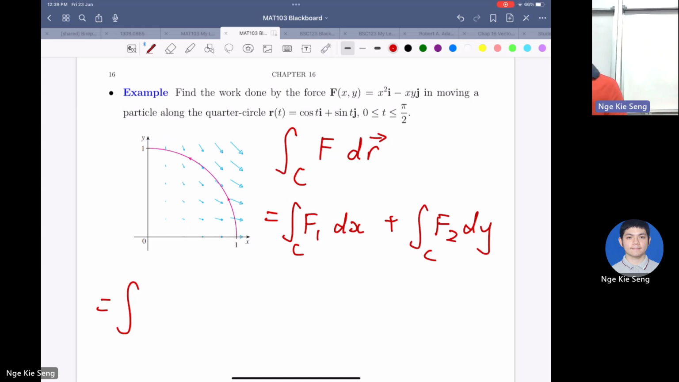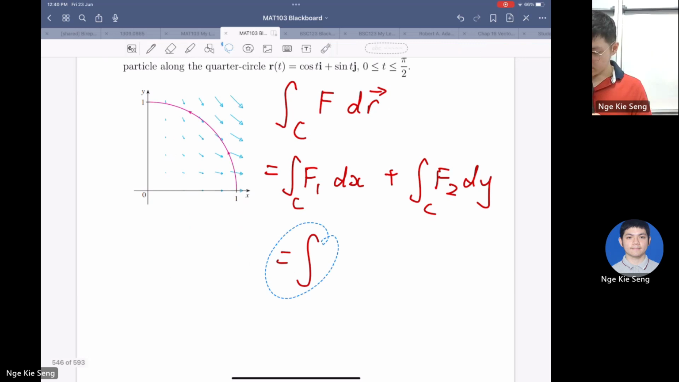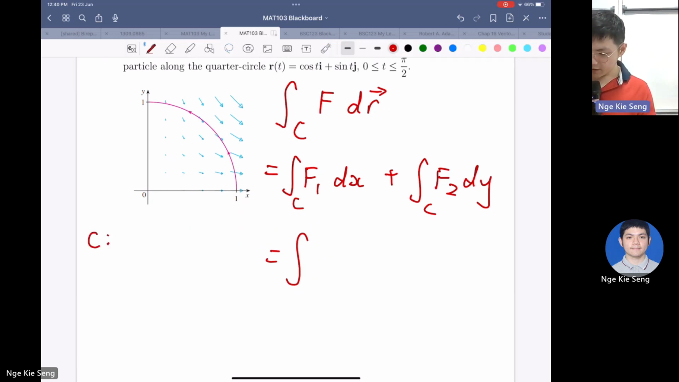So C is what? C is already given. Let me wait right here. C is this quarter circle. Call it the quarter circle.